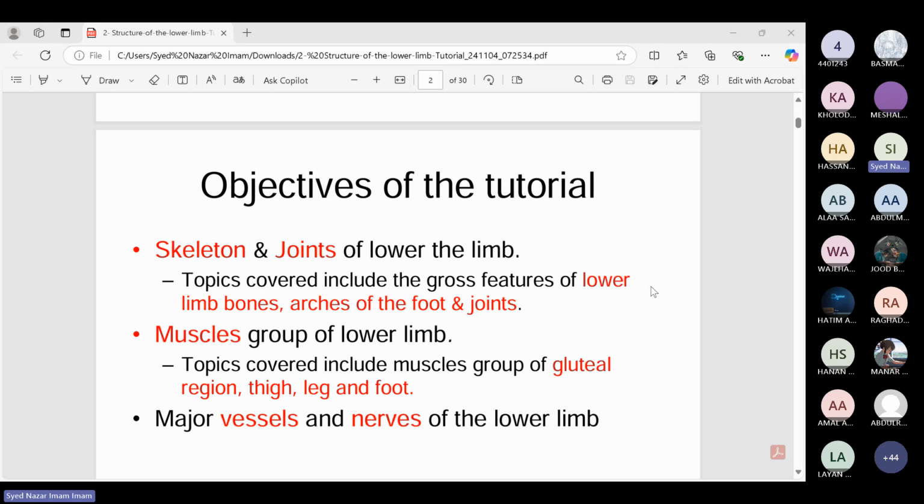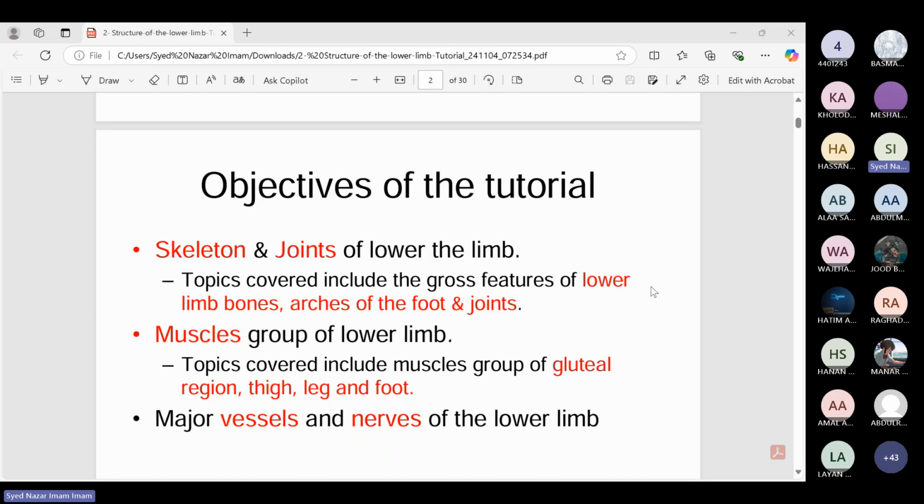You have already finished the four gates, Gate 1, 2, 3, and 4, where you have learned about the bones, joints, muscles, different vessels, and important structures of the lower limb. Now, what is the main objective of this tutorial? Basically, we are going to see the different bones of the lower limb. And if there is a bone, there are also the joints. So the skeleton and the joints of the lower limb, the different kinds of muscles of the lower limb, and lastly, it's not a big topic, the major vessels and nerves.